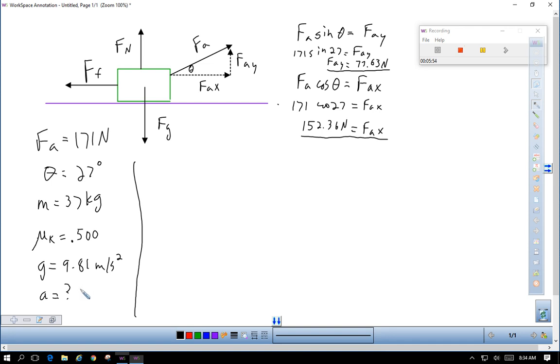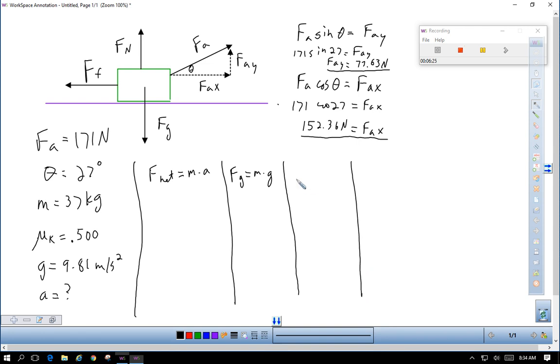Now, the way that we're probably going to ultimately find the acceleration is from F net equals m times a. And so that's likely to be our finish line. I'll just go ahead and write that down. Let's think of some other things that are always true, and then we'll look at our x and y. It is always true that Fg equals m times g. It is always true that mu equals Ff over Fn.